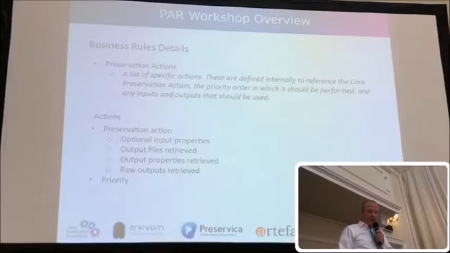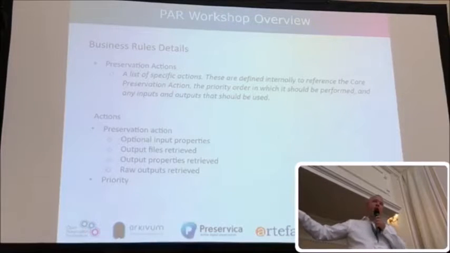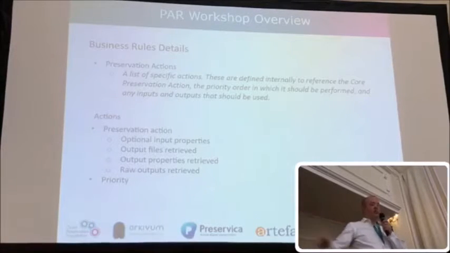So you might say, what are the inputs that are needed for this preservation action to work to fulfill this business rule? What are the outputs I expect from the preservation action? And what's the priority of this preservation action in relation to other ones?